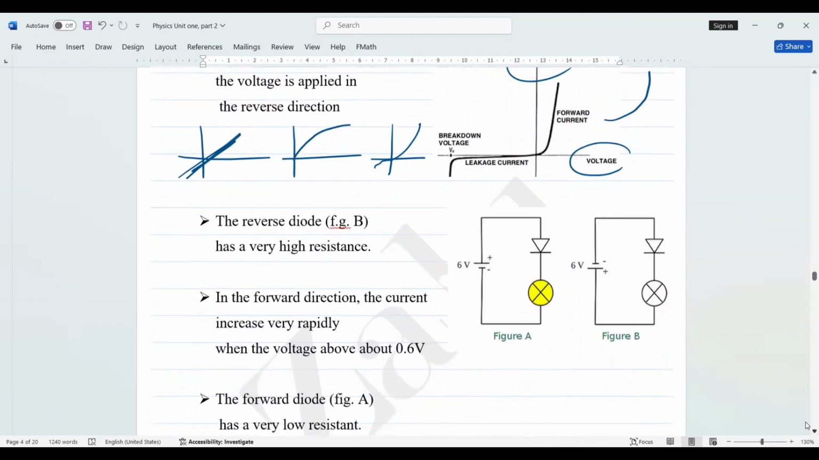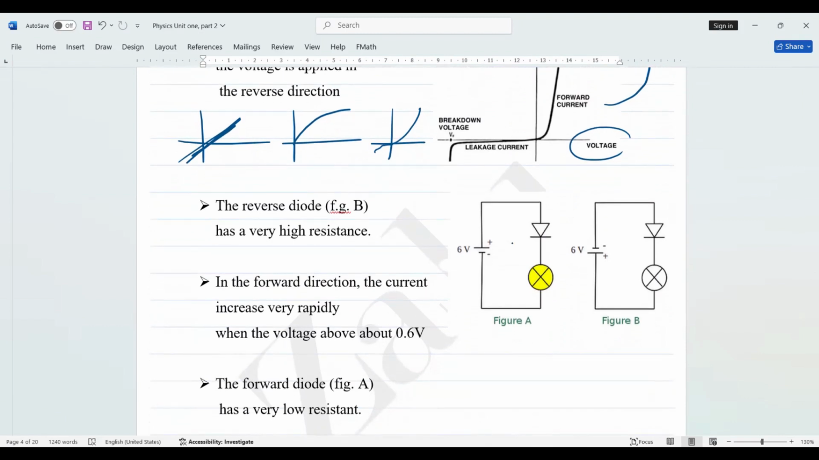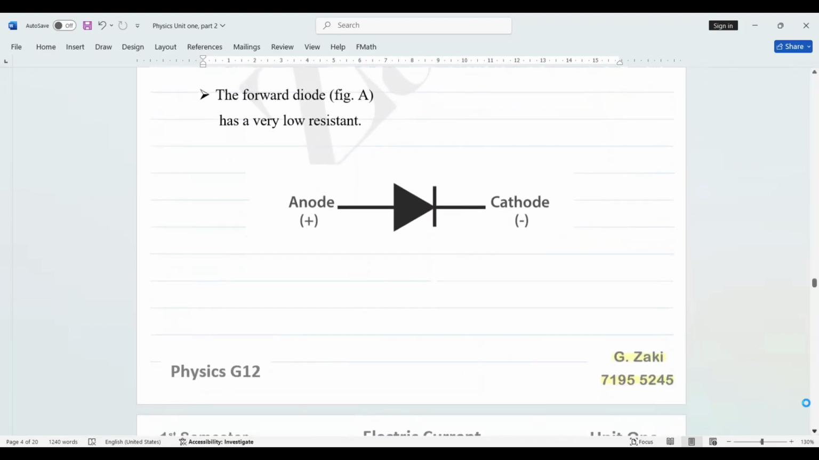Now, the diode allows the current to pass in one direction. So this is positive, this is the current. You can see if the arrow is in the same direction as the triangle of the diode, then the bulb will be working. This is forward, but this current here will be stopped from moving. Then this is reverse diode. So this is forward diode and this is reverse. The first one is forward and the second one is reverse diode. The diode is a semiconductor that allows the current to pass in one direction.